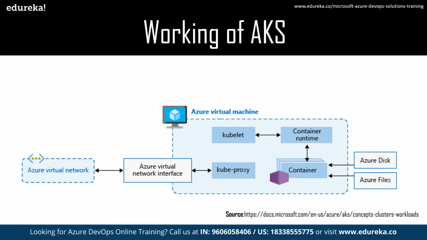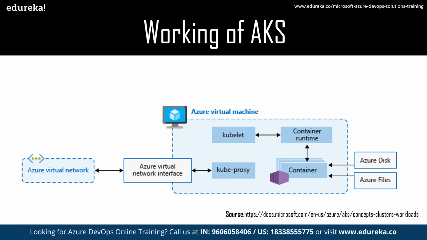There are other things as well that you need to know here. You have your Azure Virtual Network Interface. It takes care of all the interface requirements that you might otherwise have. And similarly, you have your kube proxy. Kube proxy works together with your virtual network interface, or basically your Azure virtual network, and tells you what needs to be done. Now, all these things reside on a virtual machine again.